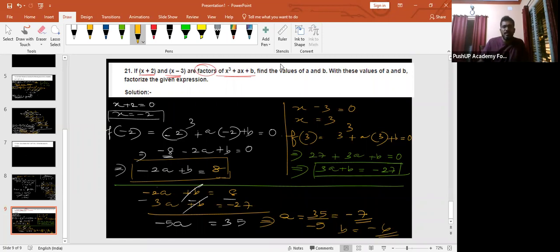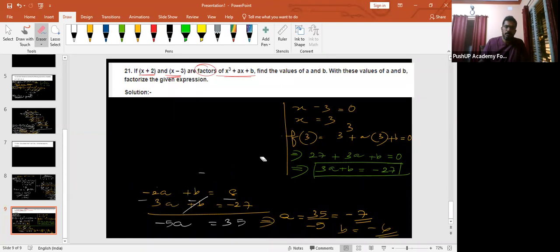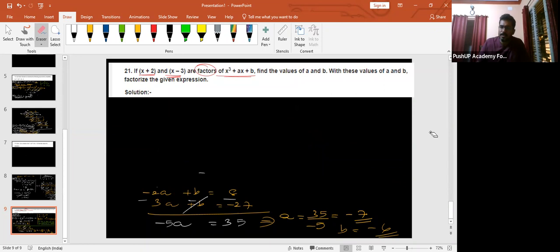Now, children, substitute the values of A and B into both. I'll erase this part because you have done it already. Sachin, your voice is breaking. Very good. Ron and Amal have already factorized it.